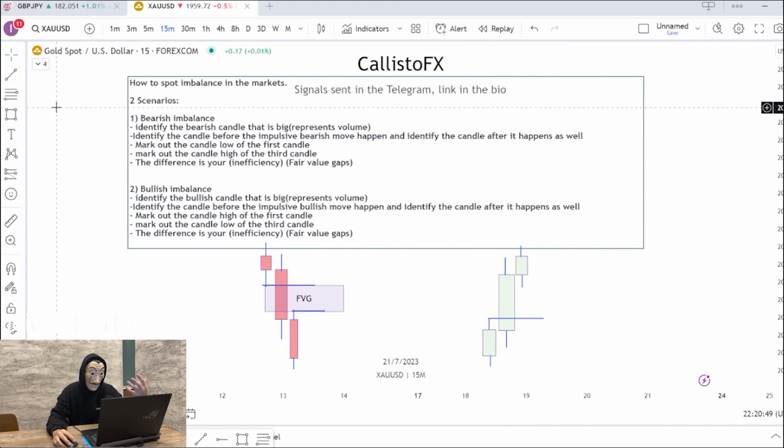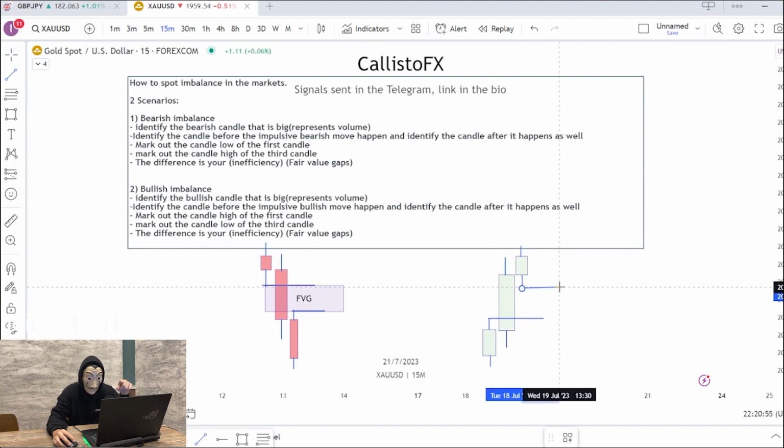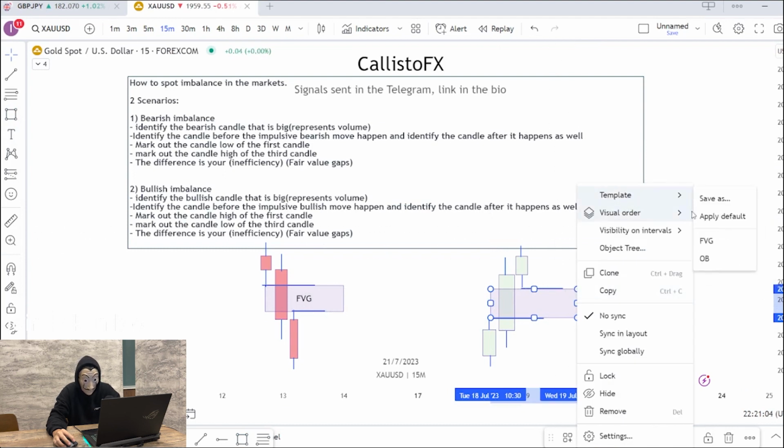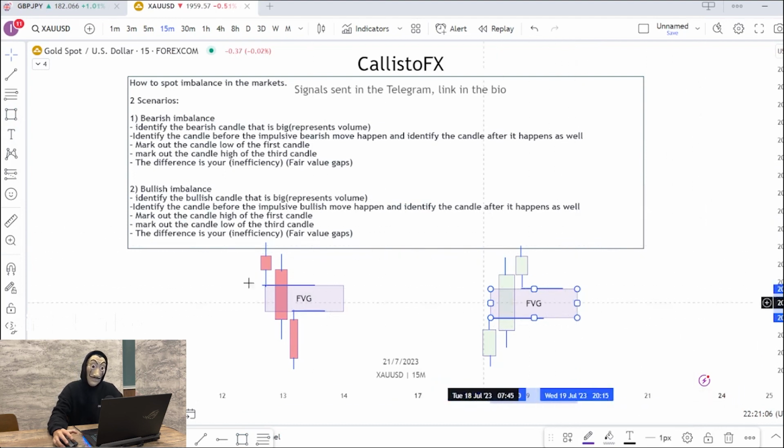The next thing you do is look at the candle after the bullish impulsive candle, and you have it here. This is your bullish impulsive candle. And with that being said, my friends, this is your fair value gap, your imbalance or your inefficiency. This is how I mark it up.